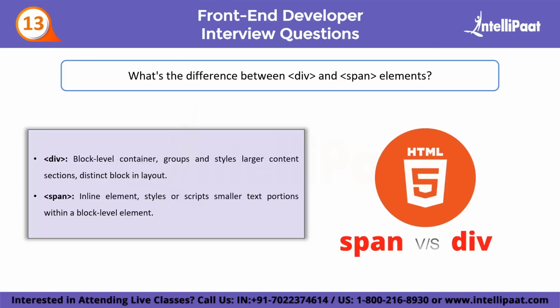The span element, on the other hand, is an inline container. It is used to group smaller portions of content within a line of text. It doesn't create a new line. It only takes up as much width as it needs. Span is often used to apply CSS styles or JavaScript effects to a specific portion of text within a paragraph or a heading. So div is like a big box that wraps around content, creating distinct sections, while span is like a small box that wraps around a specific piece of text, which allows you to style or manipulate it without affecting the rest of the content on the line.